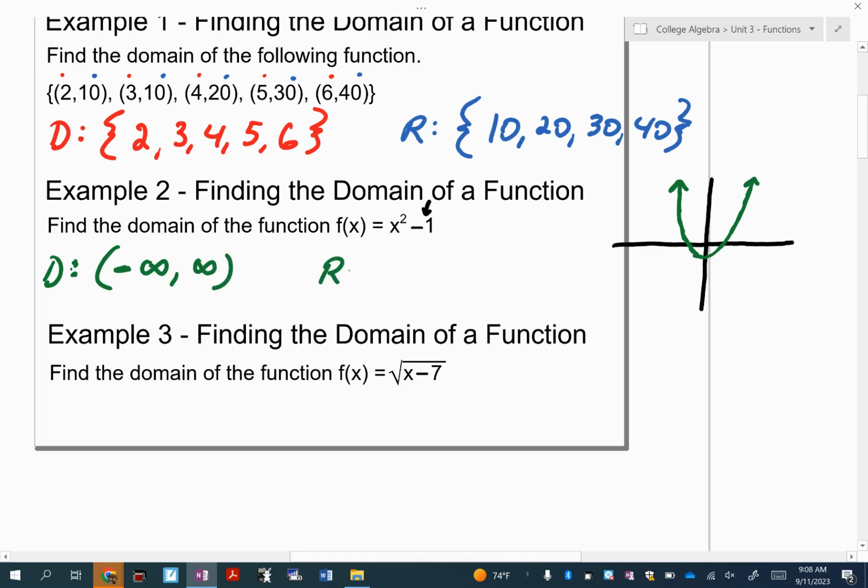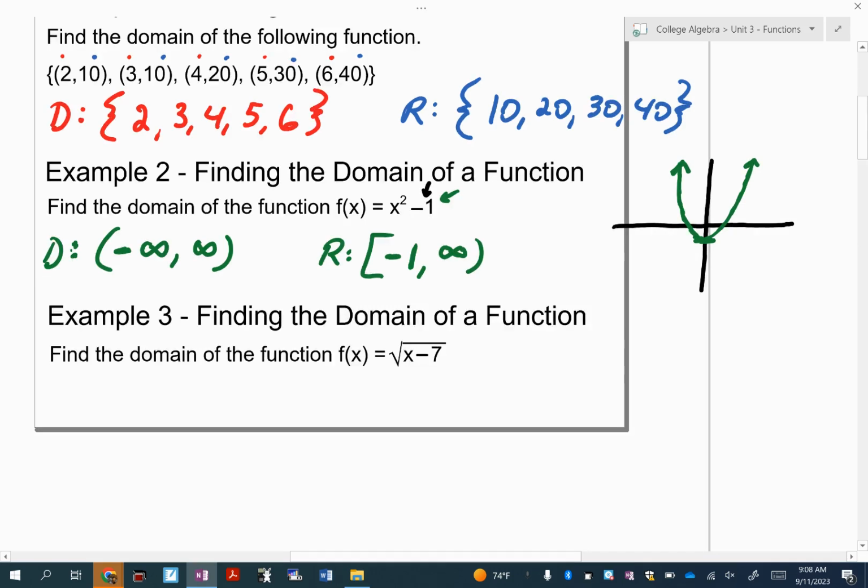All right, now the range is a little different. You'll notice that these arrows up here at the top, they're going up forever, to +infinity, but I don't actually go down towards -infinity. You'll notice that my lowest y value is right there at that vertex, which is -1. So we do hit it. So you'll notice I'm putting a bracket around that to say that we do include -1 as our lowest y value, and our highest y value is going to go up towards +infinity. So that's how we do the range for that one.